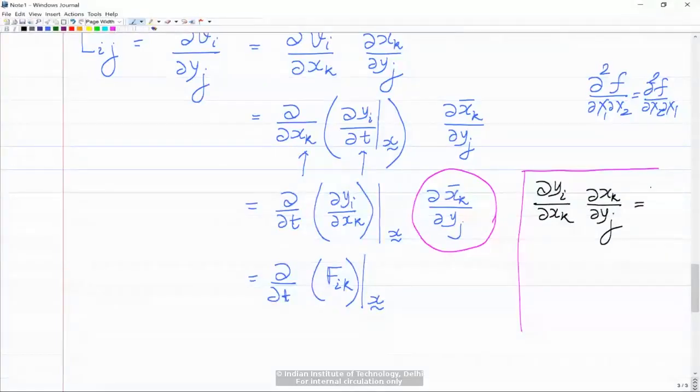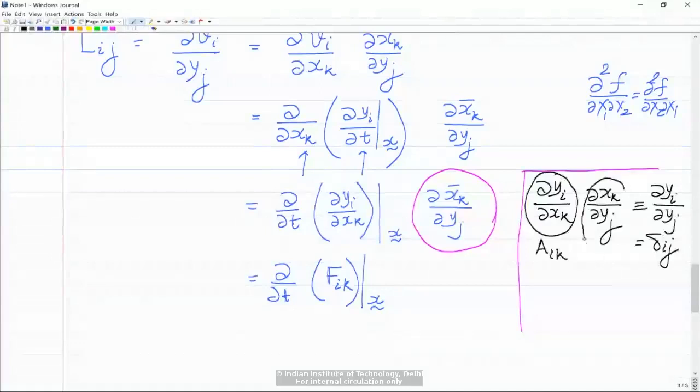So, it's a simple chain rule, no? This is equivalent to del yi over del yj. But what is del yi over del yj? That's nothing but delta ij, Kronecker delta ij, isn't it? But look at now. Suppose I call this aik, and this I call bkj. Okay, then aik into bkj is equal to delta ij.